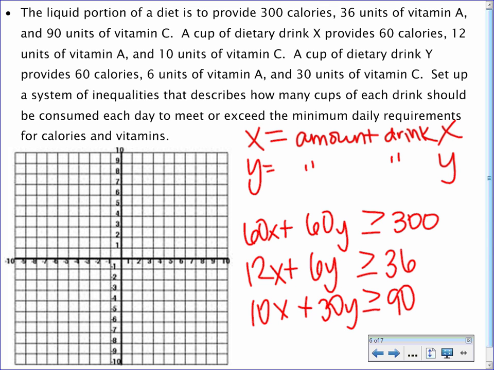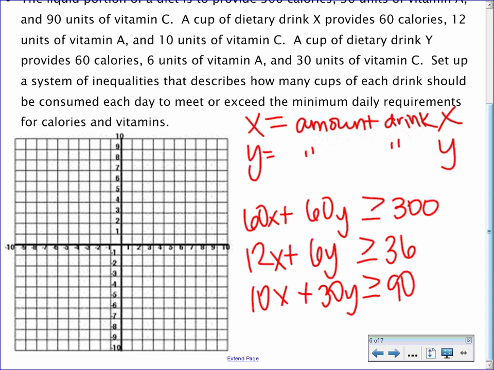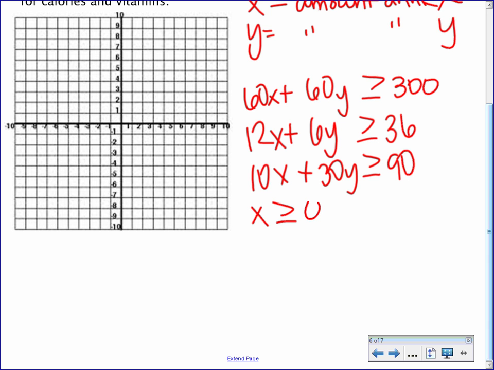Now, when we're talking about word problems, can the amount that I drink be negative? No. So we need to say that X and Y are greater than or equal to 0, because we cannot consume a negative amount. Just working in the first quadrant. Very good. Since X and Y are both greater than or equal to 0, we are working in the first quadrant. Okay? So we can do this.